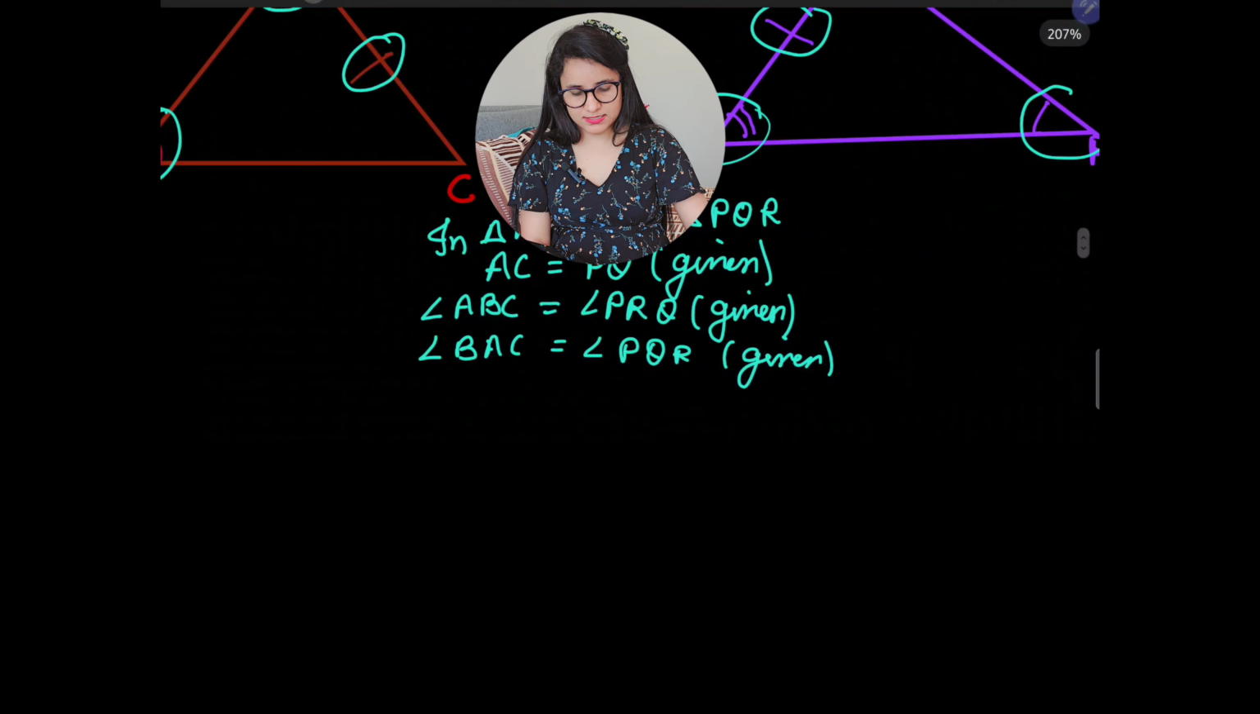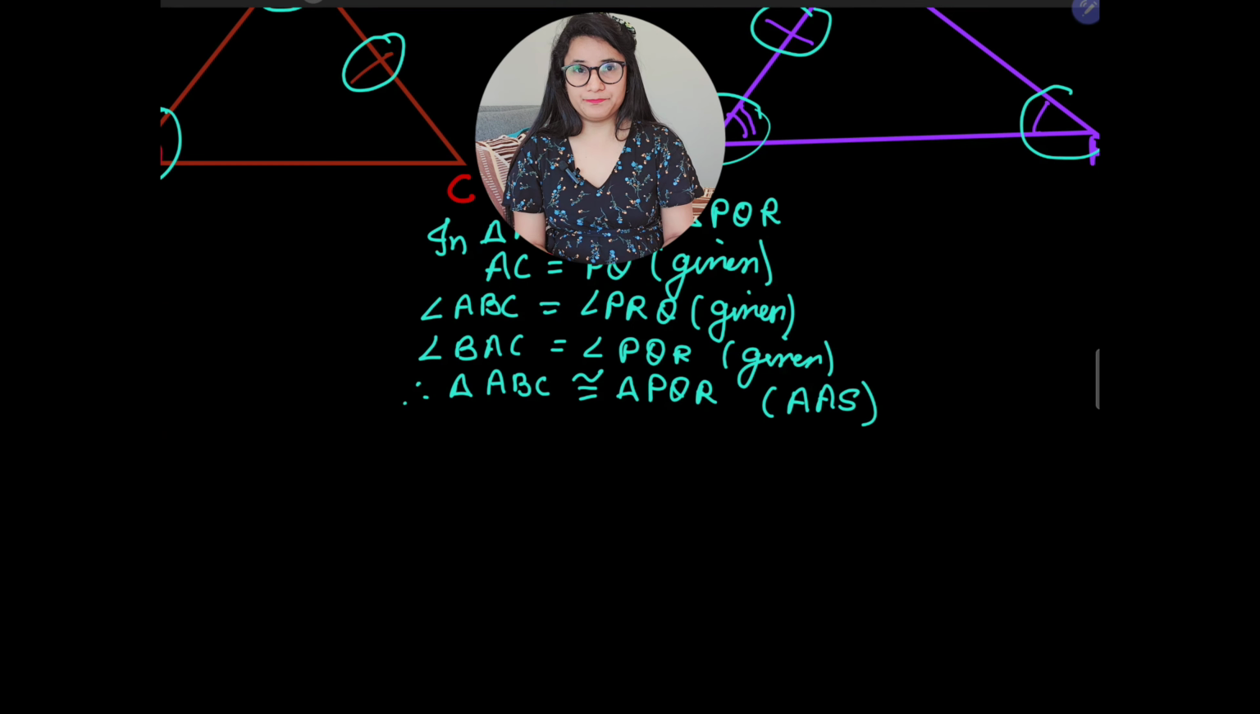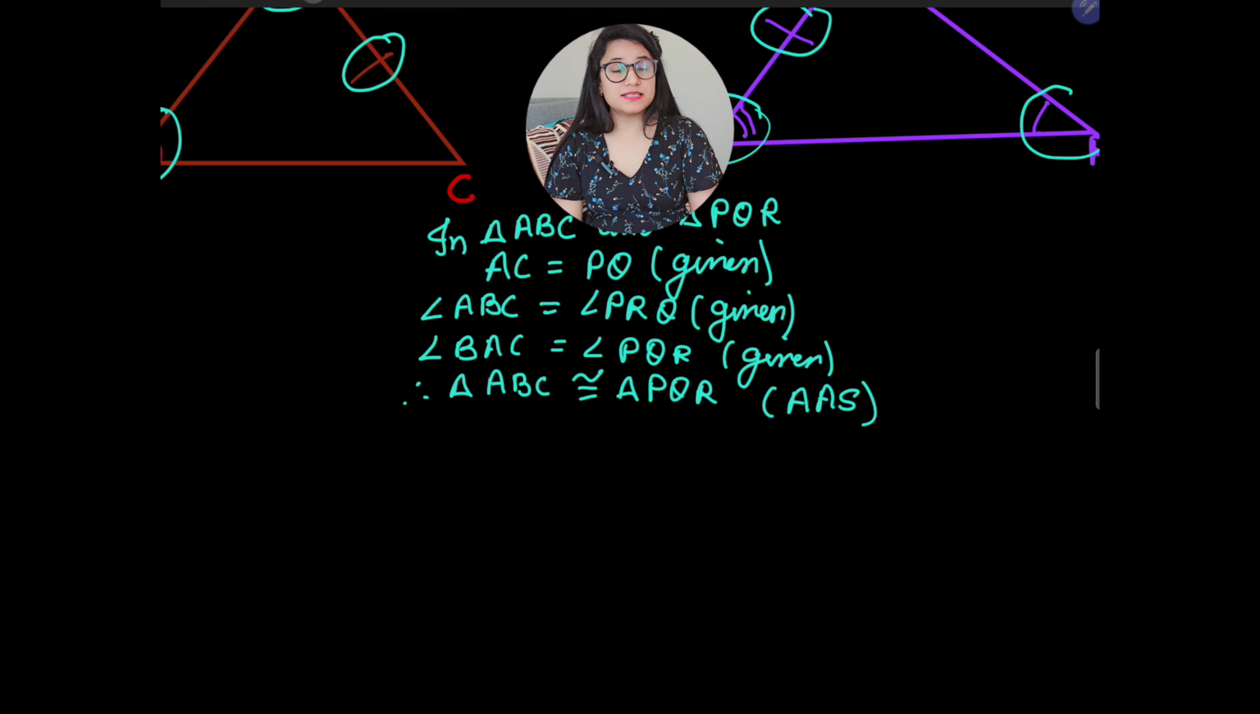And our last step, what will it be? It will be therefore triangle ABC is congruent to triangle PQR. And which property are we using? Two angles and one side. I hope now you are able to understand how we are going to write down the steps. Because in the next properties, I'm not going to tell you the steps, I'll only tell you about the properties. So let's move on with the next property.